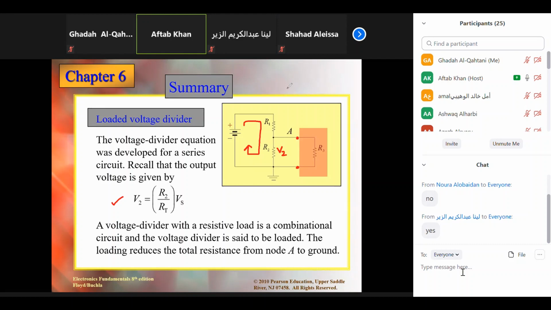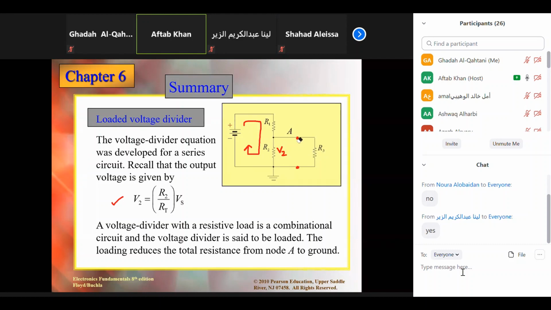If I remove this one and I connect this R3 there, some load is connected. R3 is a resistance basically, which any load can have. So it is now connected. Once it is connected, the voltage which was earlier developed between point A and ground will change now. It is because the overall resistance has changed, because R2 is in parallel with R3, and this circuit is no longer a series circuit, it is a combination circuit.